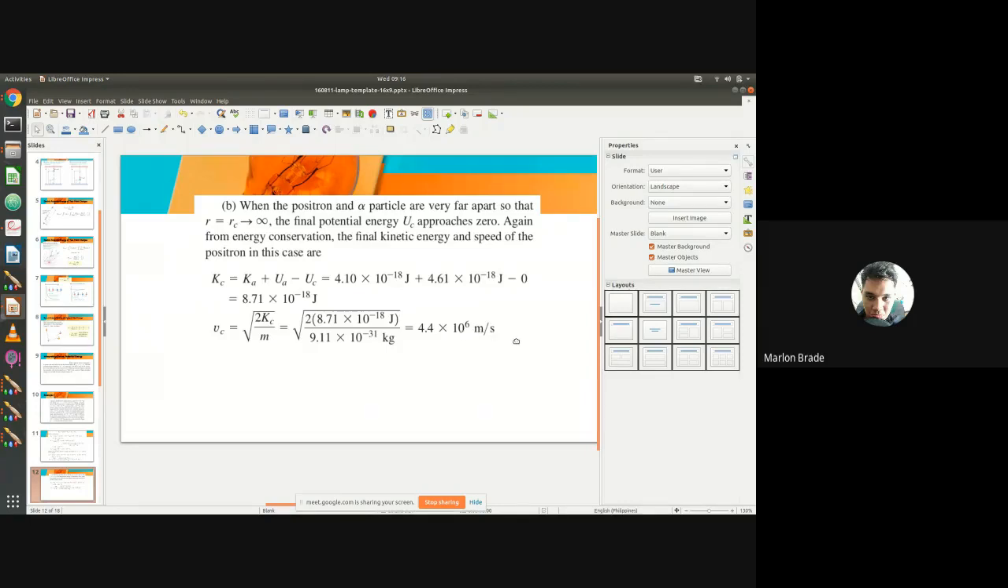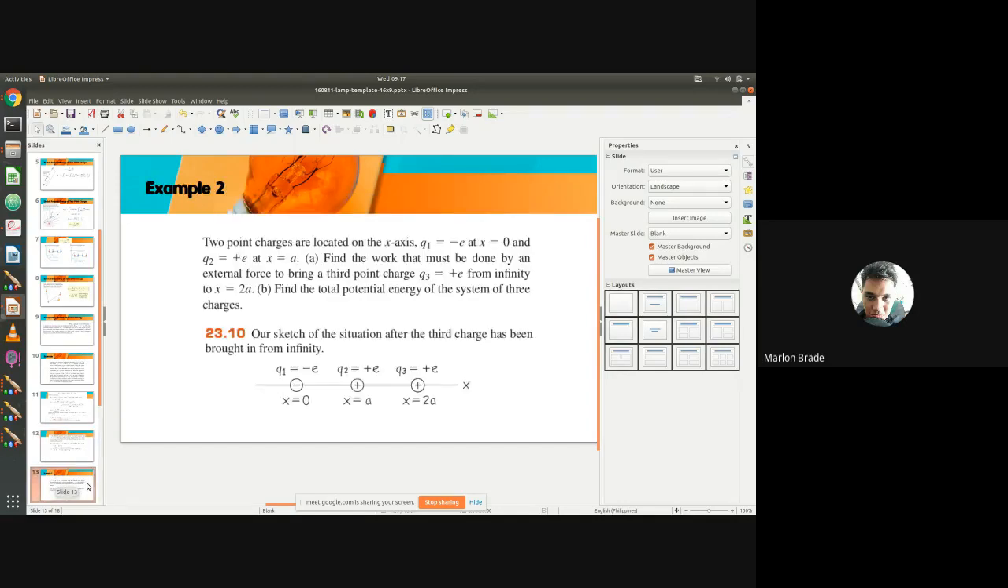Therefore, the positron and the alpha particle both have positive charge, so they repel each other. As time goes by, the positron moves farther from the alpha particle because of the repulsive force, and its kinetic energy increases as the distance increases. So this is consistent. Okay, here is an example which will be your seatwork.